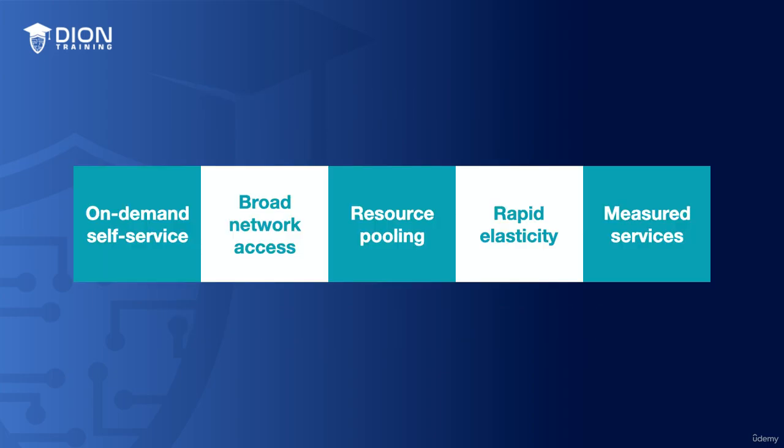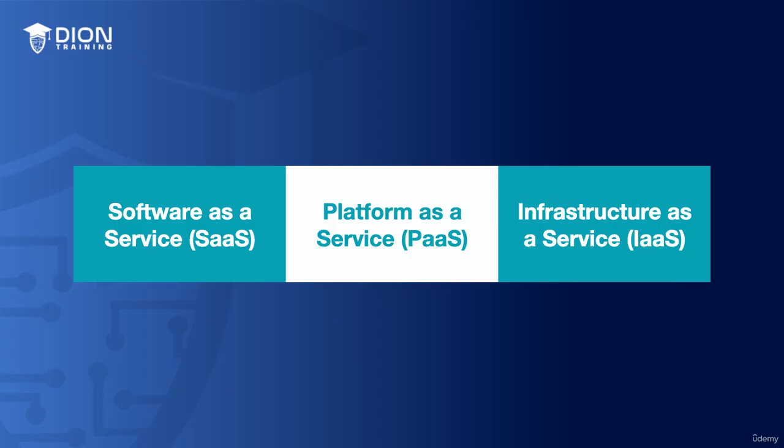On-demand self-service, broad network access, resource pooling, rapid elasticity, and measured services are the 5 cloud characteristics that must be addressed in governance policies. The 3 cloud service models, SaaS, PaaS, and IaaS, present unique challenges to governance, and policies must be developed to ensure that the security, compliance, and efficiency of the cloud resources are maintained.